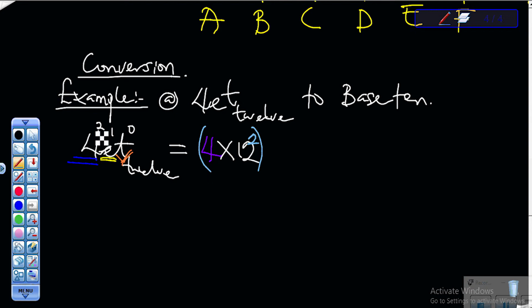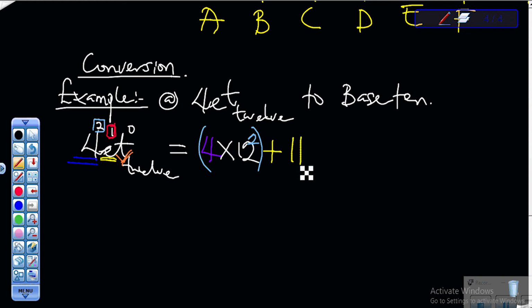So the power here is what? 2. So you continue those and you pick the next power. The next thing is going to be picking up the digit. The next digit is E. E is standing for 11.